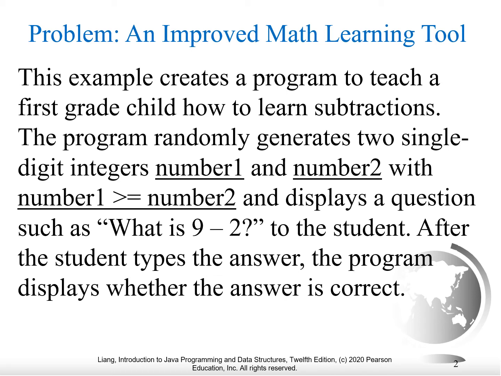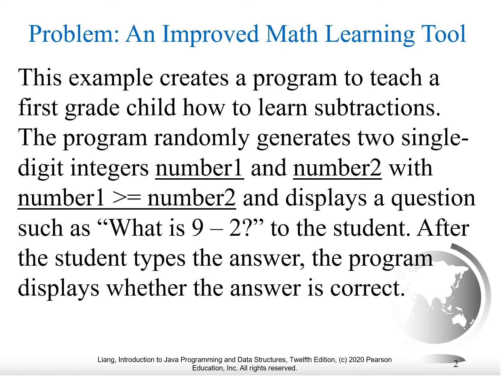You will recall from the video note on Section 3.7 that we can use math.random to obtain a random double value between 0.0 and 1.0, not including 1.0. We will consider the problem of developing a program for a first grader to practice subtraction. We want our program to randomly generate two single-digit integers that we will call number1 and number2 and display a question to the student. The student will then enter the answer and the program will inform the student if the answer is correct.